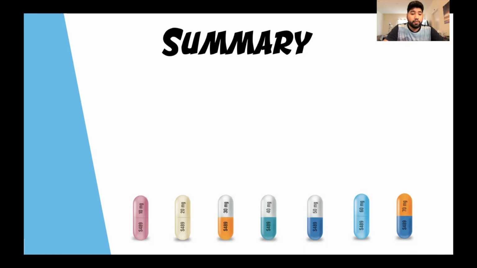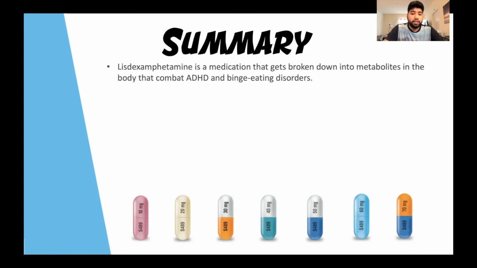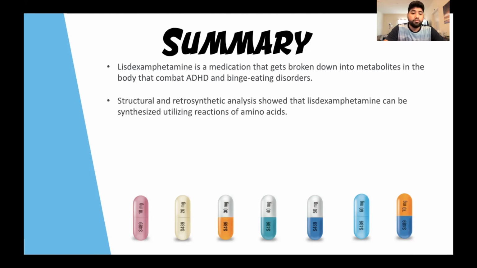All right, let's recap. Lisdexamphetamine is an oral medication that, when ingested, gets broken down into metabolites to treat ADHD and binge eating disorders. Looking at the metabolic pathway of lisdexamphetamine, we got an idea of why synthesizing it is valuable and more efficient than simply administering amphetamine. Then, structural and retrosynthetic analysis showed that lisdexamphetamine contains L-lysine in its structure, and therefore it can be synthesized utilizing reactions of amino acids, whether it's protection or deprotection of their different functional groups or methods of peptide synthesis.